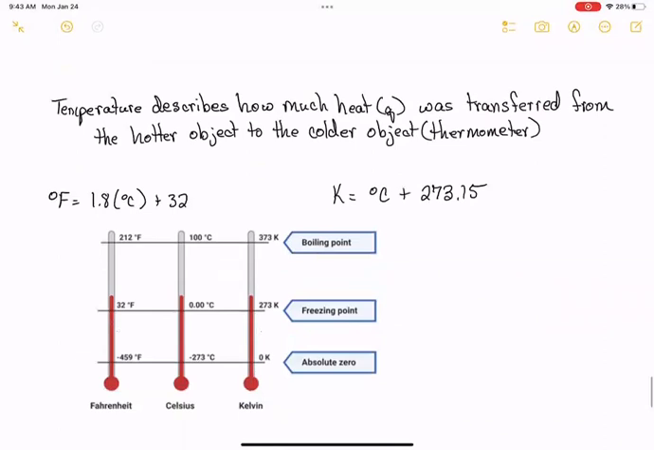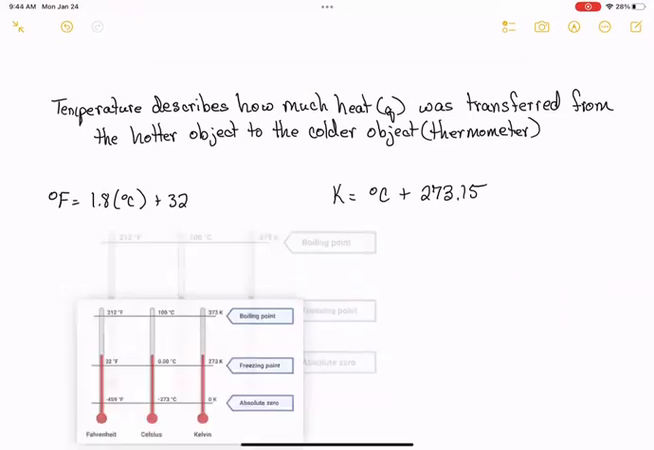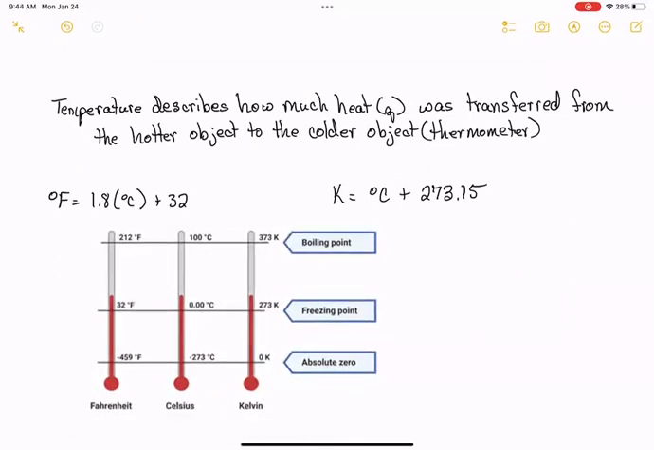Now we have three different temperature scales that we can use. The one that is used by the folks in the United States for the weather is the Fahrenheit scale. The most common scale we'll use in the laboratory is that of the Celsius scale, but it's going to be important that you can convert things to the Kelvin scale.